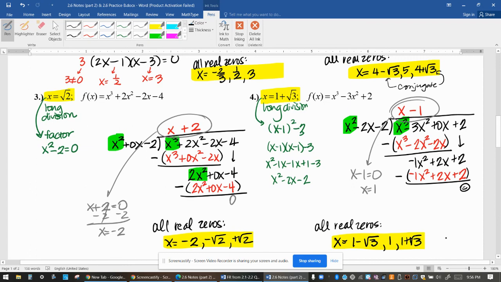Now, we will also accept 1 plus or minus root 3, comma 1. Those are okay too. The reason we ask you to practice writing them in order is because that's how answers usually appear on SATs, on final exams, and multiple choice answers. So it's just good to get into the habit of writing them in increasing order.